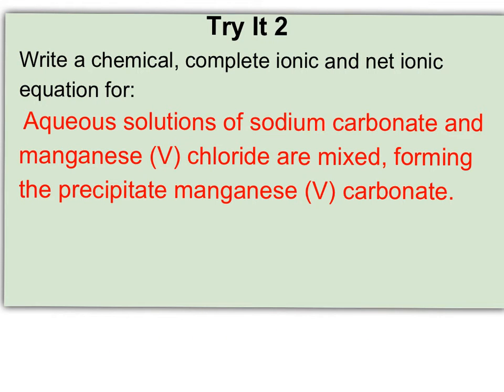So here's a second example for you to try. You've got aqueous solutions of sodium carbonate and manganese(II) chloride, forming the precipitate manganese carbonate. Now, it doesn't indicate what the second product is, but they tell you this is the precipitate, so this is going to be the solid. So we know that the other product has to be aqueous, and it's got to be made up of the other two ions. So since manganese is used and carbonate is used, my other product has to be sodium chloride.